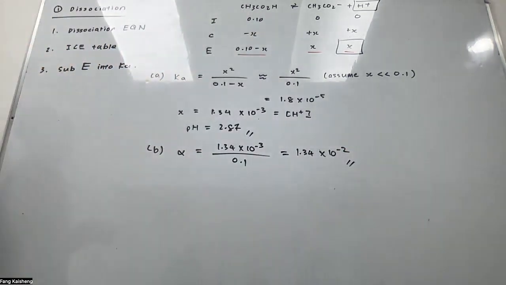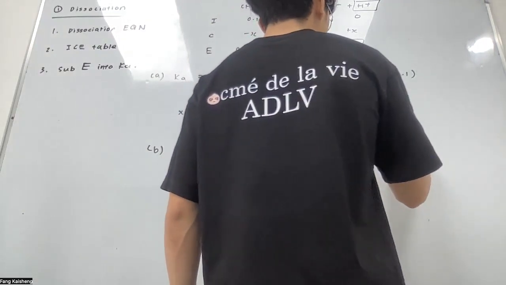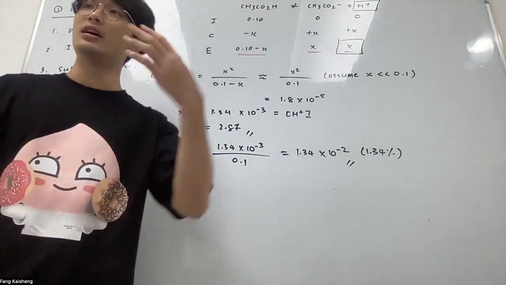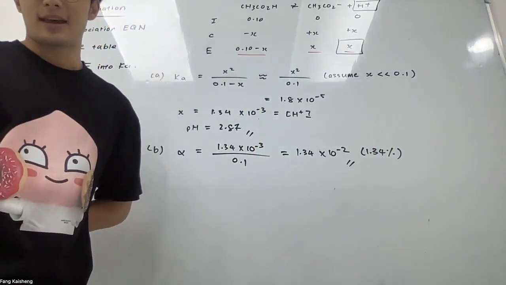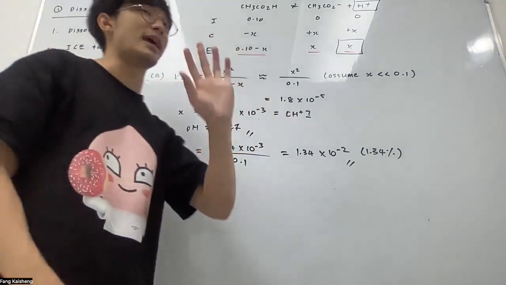About 1.34%, if you times 100, it's 1.34% of the acid dissociated. Just based on this value, is it a strong or weak acid? Weak as hell, right? Okay, so that's the answer. Okay, extent of dissociation. As I said just now, strength refers to the extent.